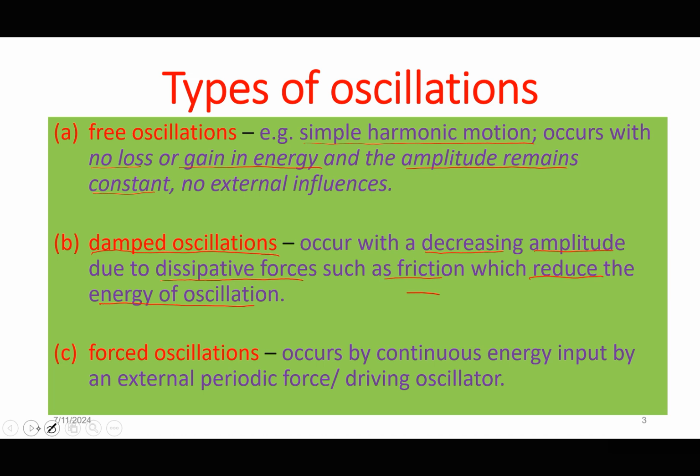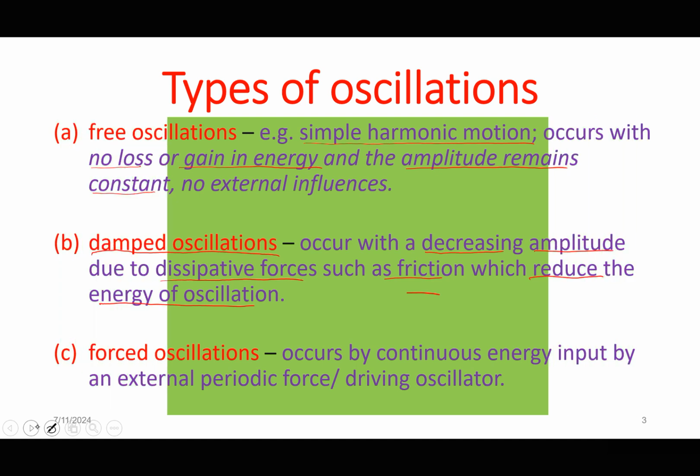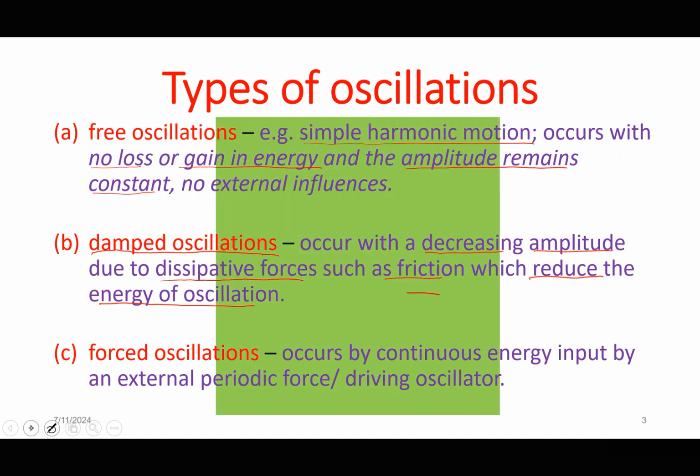So there are three common types of oscillations that we are talking about here. Free: there is no gain or loss in energy, and the amplitude remains constant. Damped: there is loss in energy because of dissipative forces, and the amplitude decreases. Forced oscillations: these occur by continuous input of energy, so if the energy input is stopped, the oscillations also stop. These are the three types of oscillations we are going to explore in this unit. Let's start with the free oscillations and explore them in more detail.